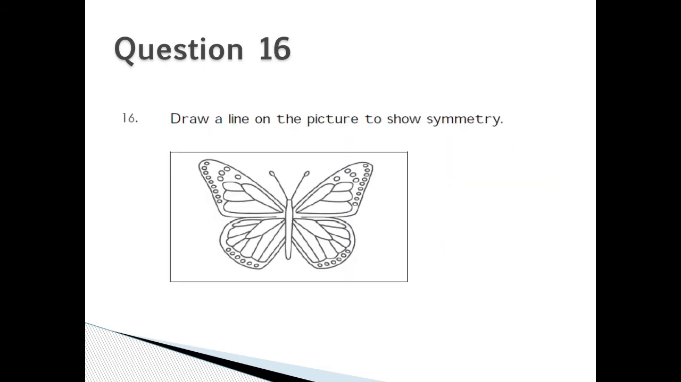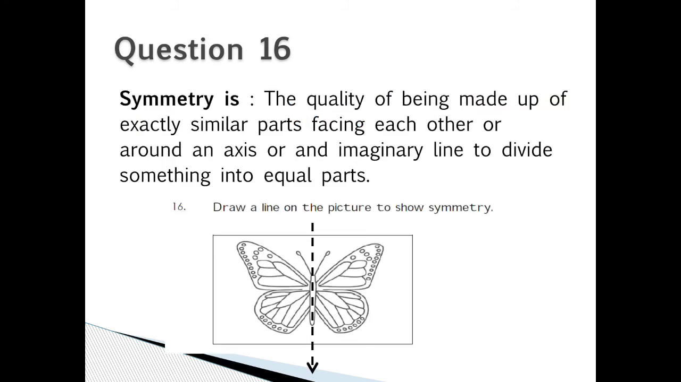Draw a line on the picture to show symmetry. Symmetry is the quality of being made up of exactly similar parts facing each other or around an axis or an imaginary line to divide something into equal parts. The line goes straight down the middle of the butterfly.